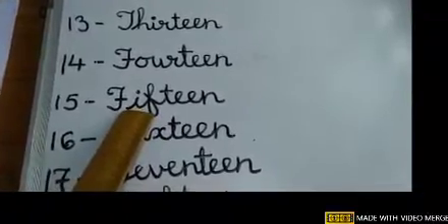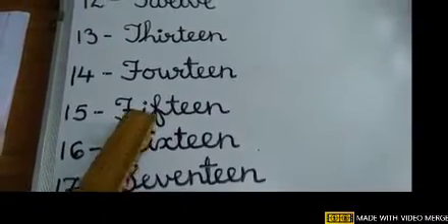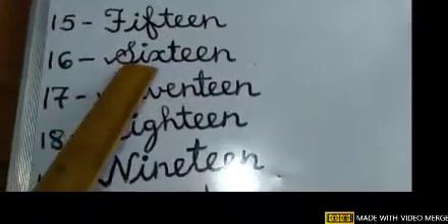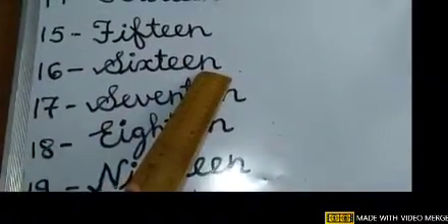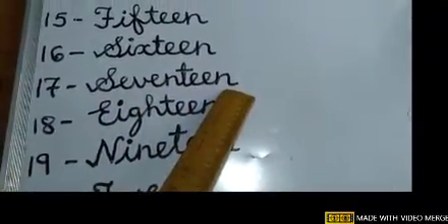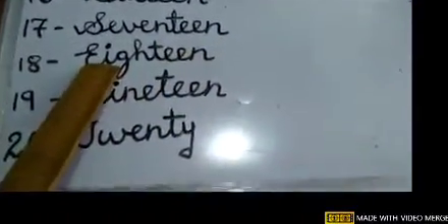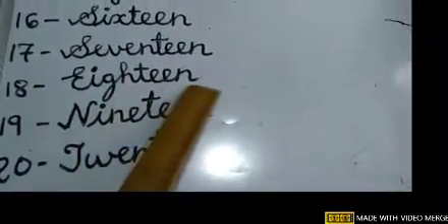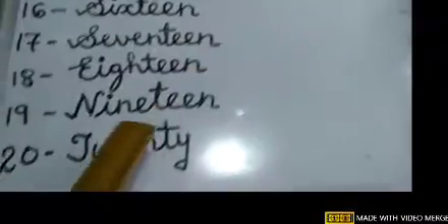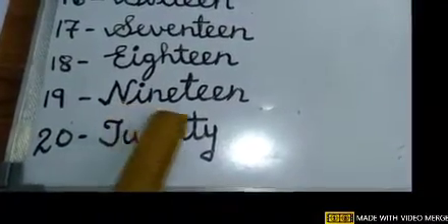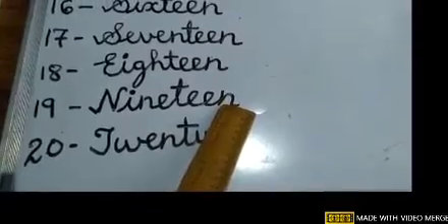So how to write 15? Fifth, F-I-F, fifth, and teen, T-E-E-N, teen. Then write the spelling of 6 and then again T-E-E-N, teen. Then write the spelling of 7, then again T-E-E-N, teen, it's 17. Then write the spelling of 8, E-I-G-H-T, 8, and then again T-E-E-N, teen, 18.